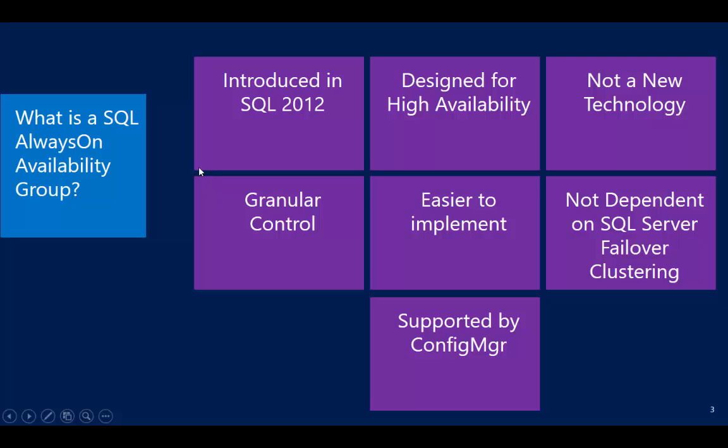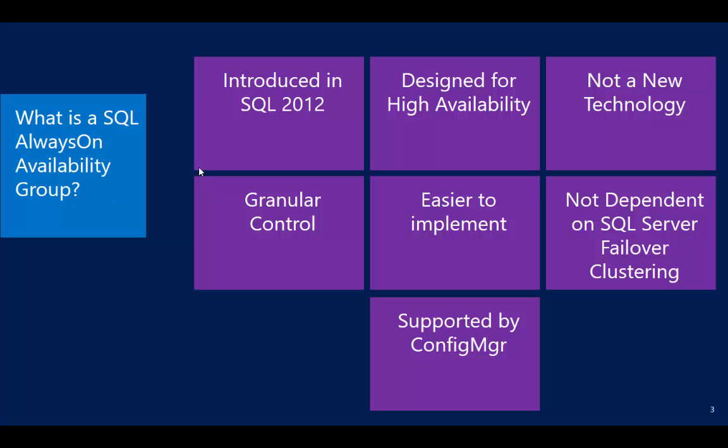So what is a SQL Always-On Availability Group? This capability was actually introduced in SQL Server 2012. Most of the time that I have seen this used has really been in a SQL 2014 environment, but it's in SQL 2012 as well. It's a component that is designed for high availability, right?